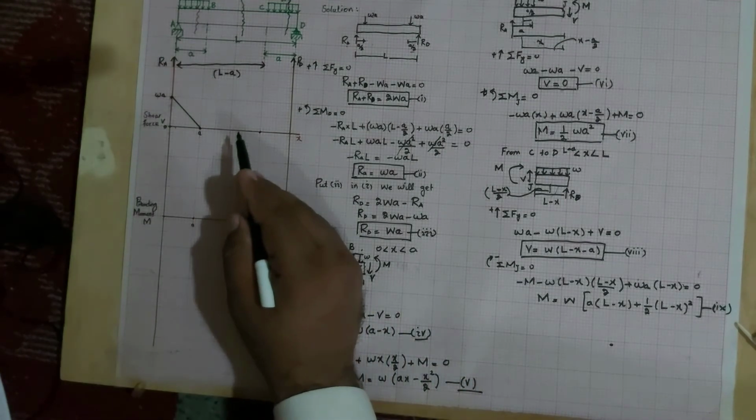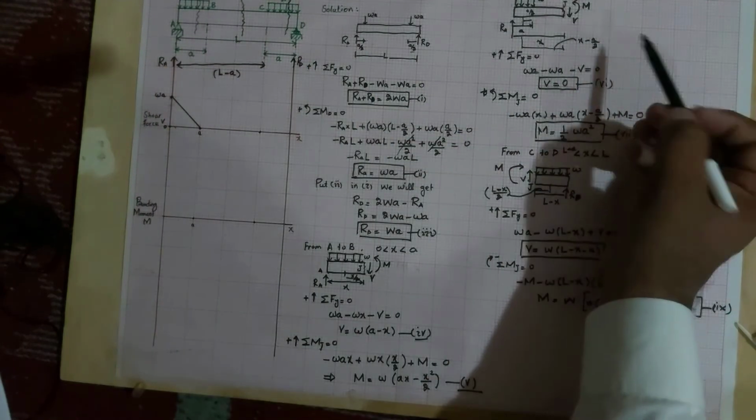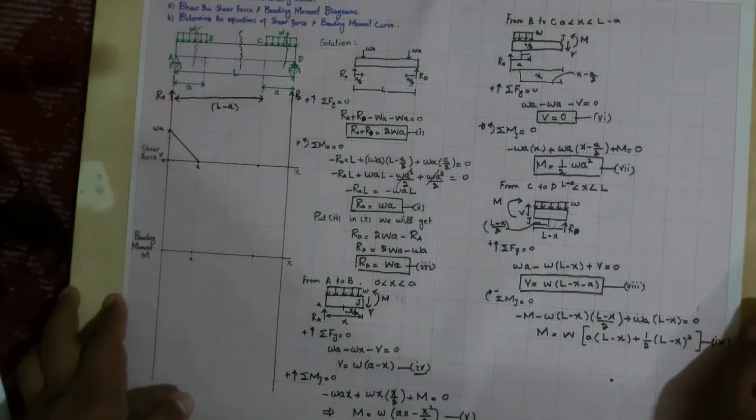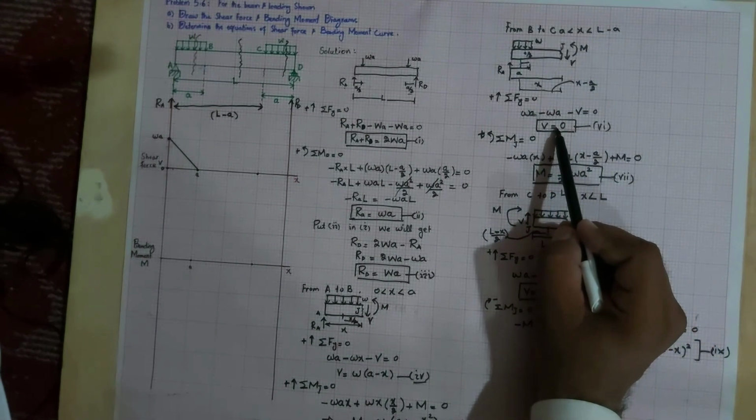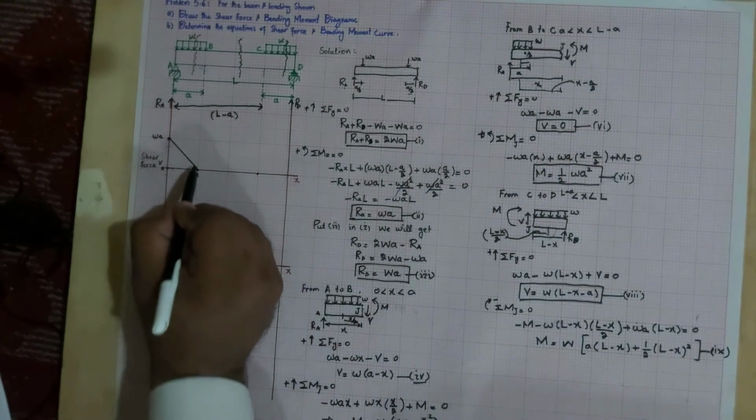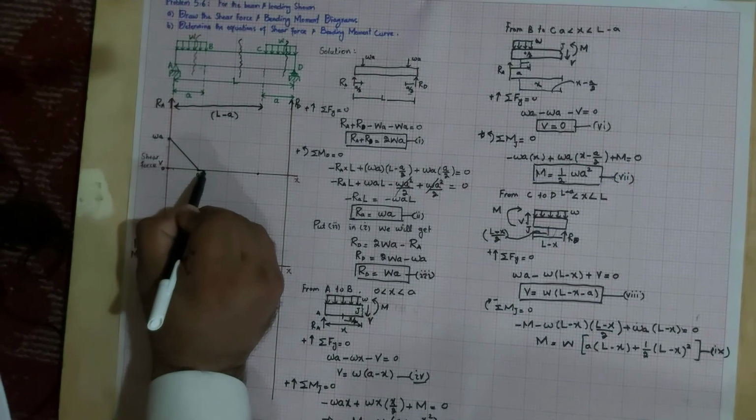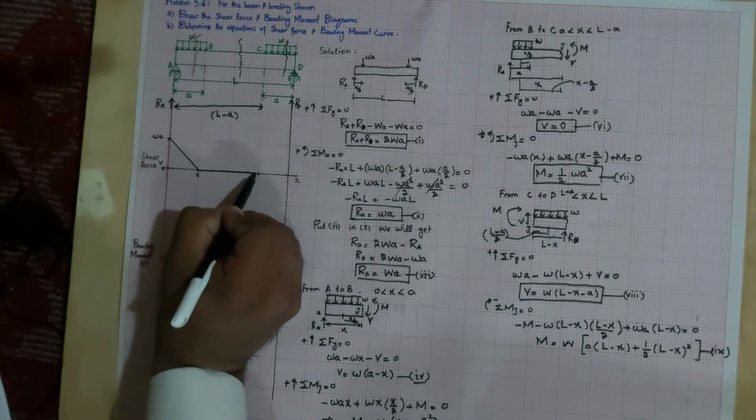Now we will move toward B to C. For B to C, the shear force equation is 0. So it means from B to C there will be no shear force. The shear force will be 0.